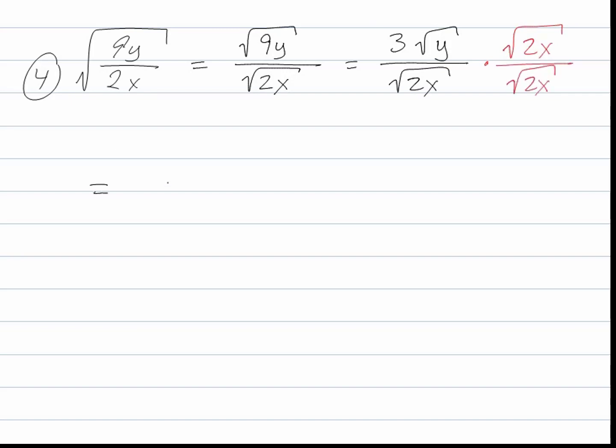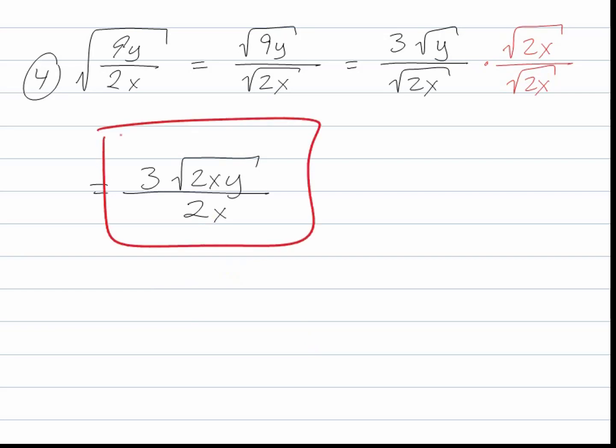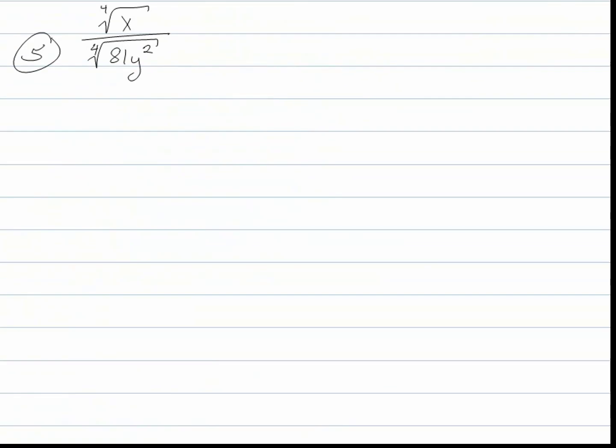And that gives me 3 square root of 2xy, because those are all in the square root sign. And then on the bottom, I've just got the 2x. And again, I can't do anything with these x's because one of them's in a square root sign and one of them isn't, so it's off limits. And that's my final answer. Yum. A couple more.